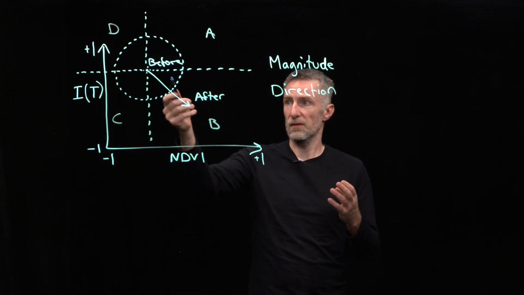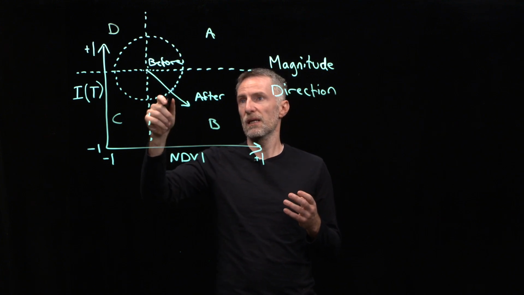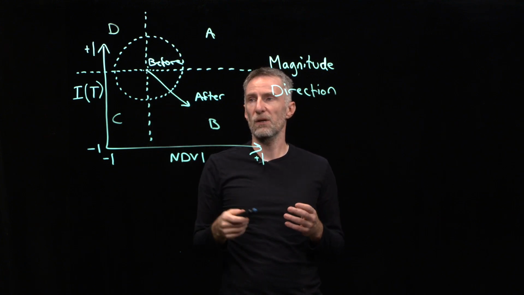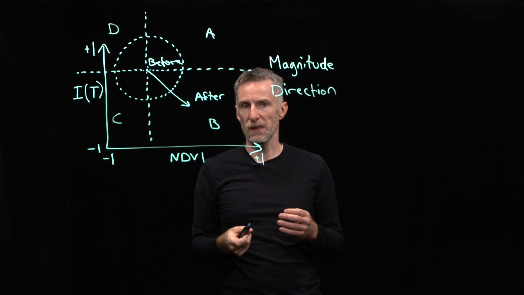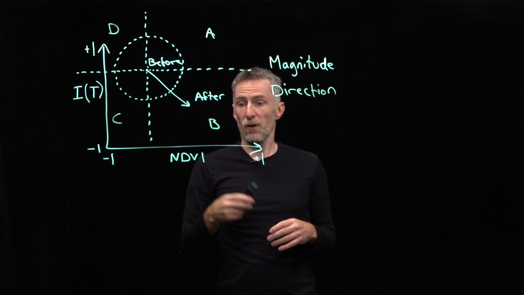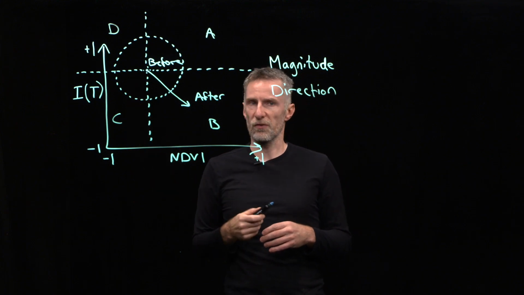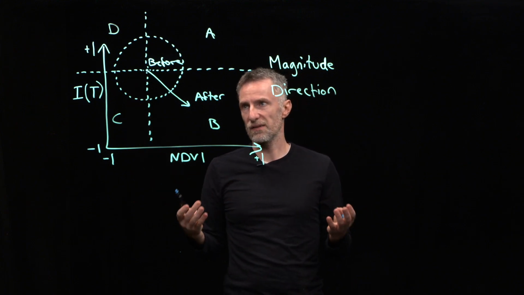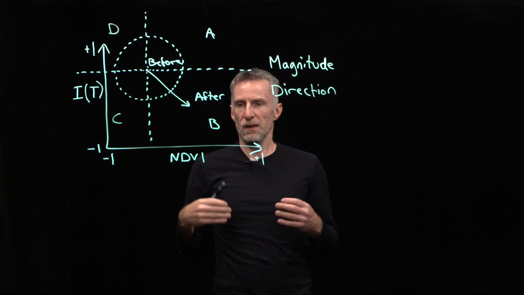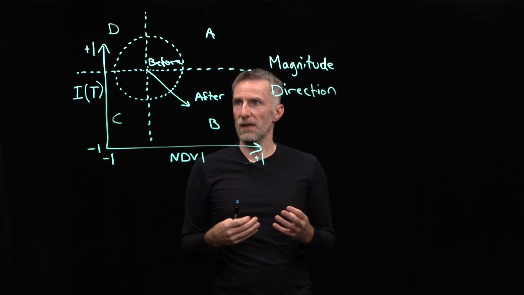So in this case, we have a magnitude that is greater than our threshold, and we have a direction that goes into quadrat B. And quadrat B is the quadrat that leads us to increased NDVI and decreased surface temperature. So again, this doesn't tell us exactly what happened to the pixel, but it tells us the kind of change that happened.